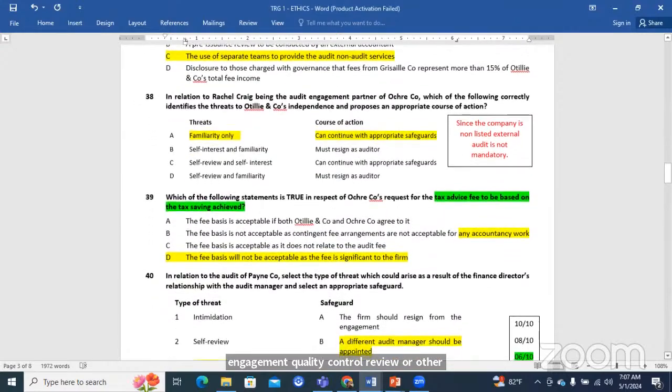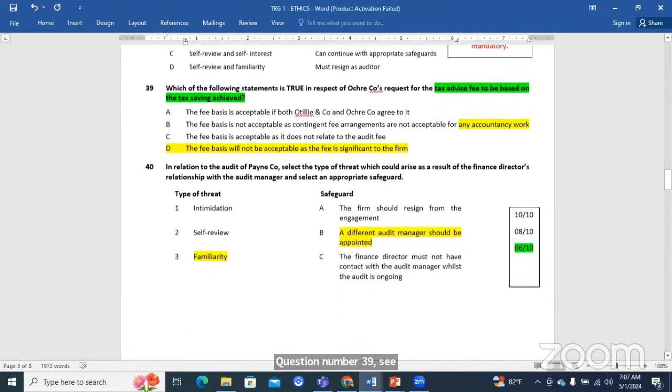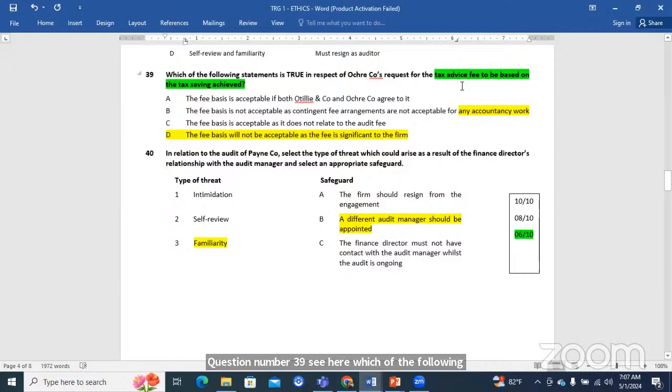Question number 39, see here. Which of the following statements is true related to tax advice? Based on tax savings achieved. Audit tax advice fee. That is contingency fee. No? Contingency fee is prohibited. Correct answer is B. Contingency fee is prohibited.